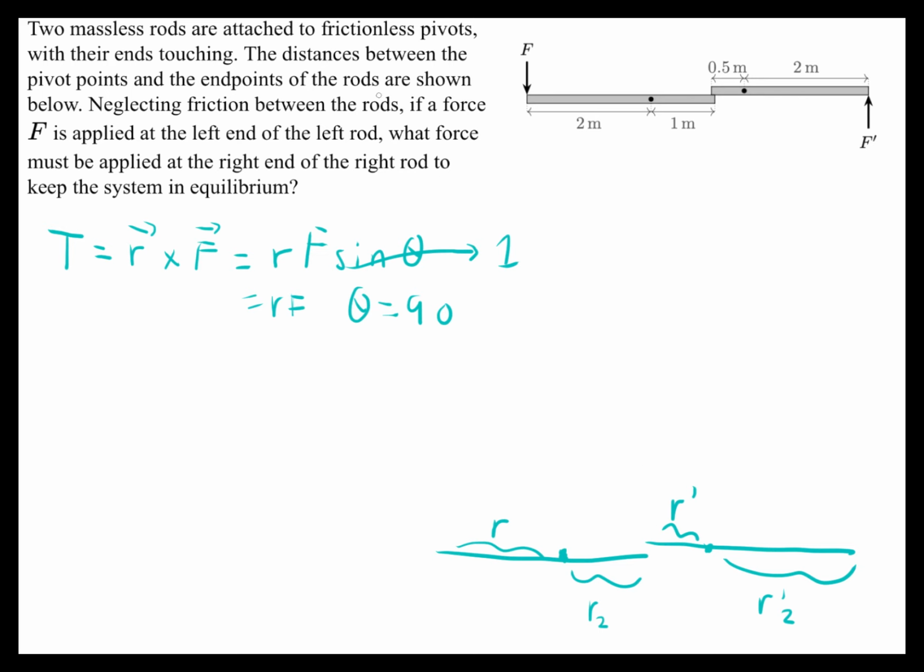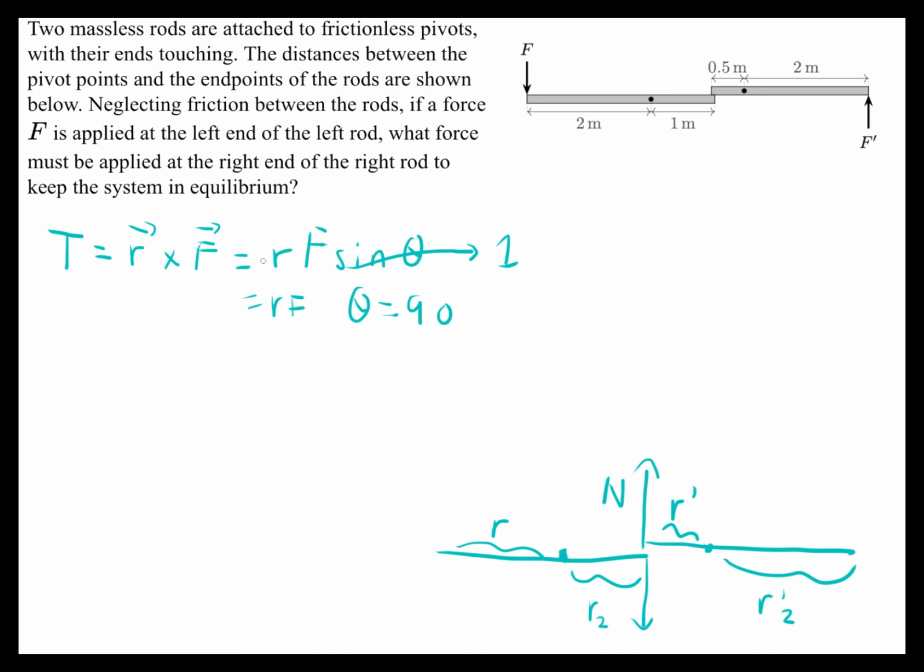And since these two are in equilibrium, this rod is going to be exerting a force on the other rod, which is balanced by the force exerted on the right end of the right rod. So I'm going to call this force N for now.